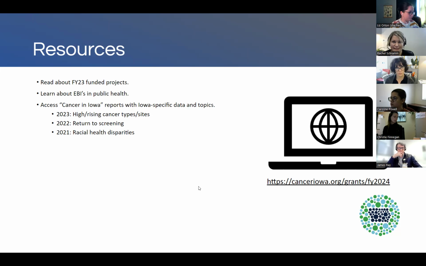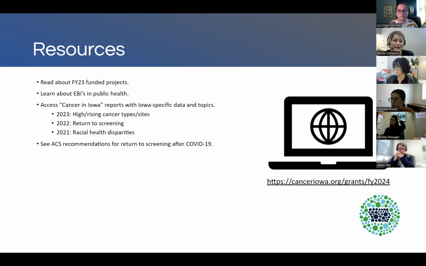This year's report is the 50th anniversary of the registry and focuses on high and rising cancer types. But if you go back to previous years, there's a focus on cancer screening and also racial health disparities that are really good nuggets of information that you might want to include in your grant proposal. Also, like many organizations, the American Cancer Society has very clear recommendations for returning to screening after COVID-19. So that might be helpful for some of your applications as well.